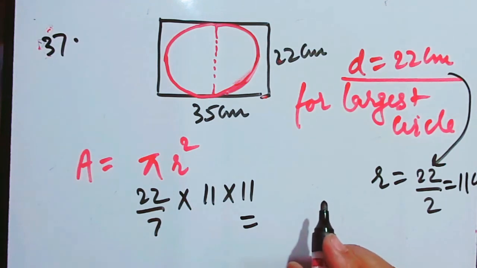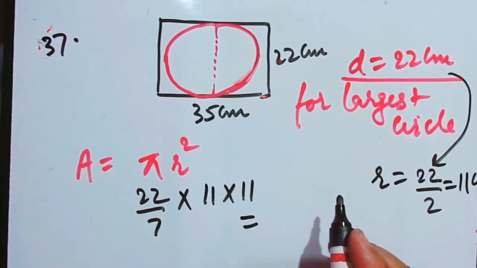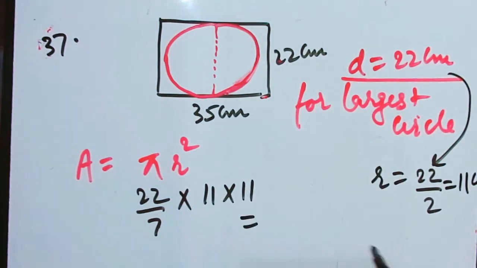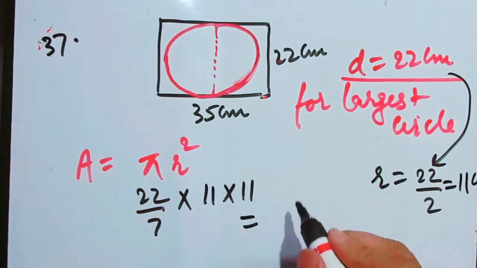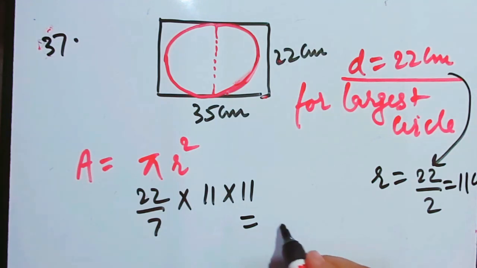So when you multiply 22 by 7 into 11 into 11, let me calculate. 11 into 11 is 121, multiplying by 22 and then dividing by 7 gives you a value around 380, 380.285. However you find the answer, see what answer you get.